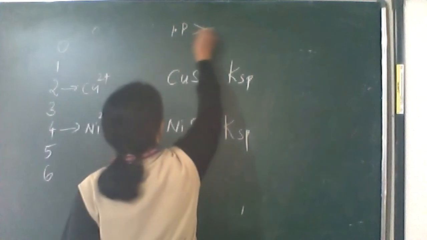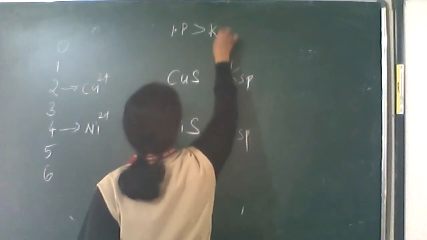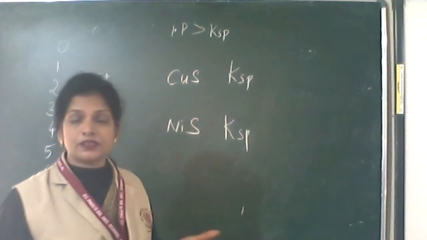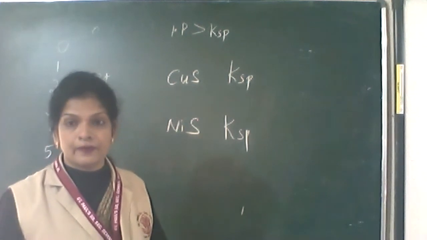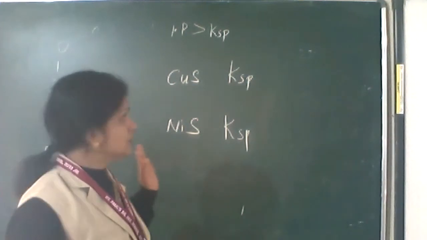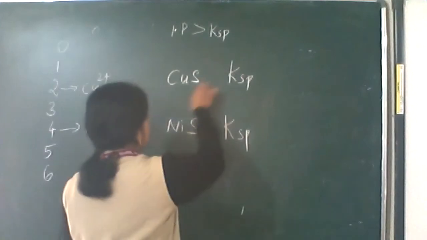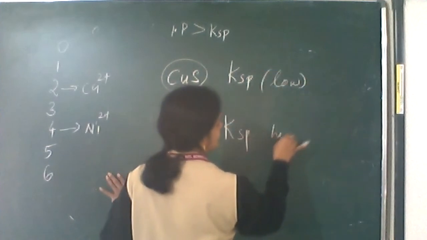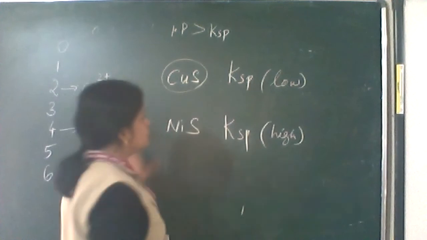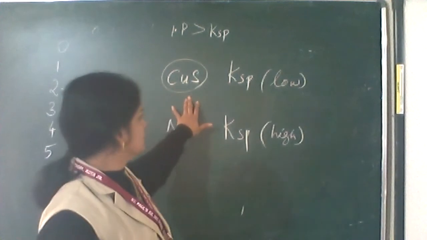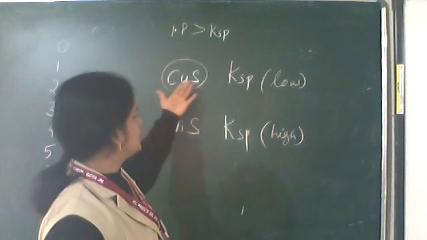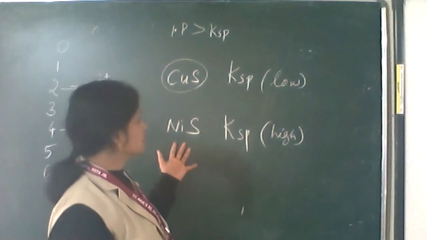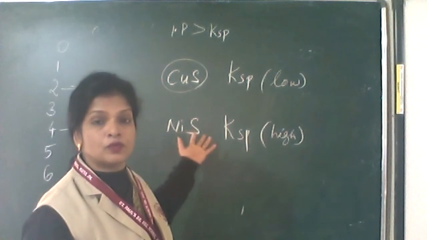When the ionic product exceeds the solubility product, the ionic product is in your hand, whatever concentrations you are putting. But the solubility product is constant. Now, this has got a low Ksp value, and this has got a high Ksp value. So to precipitate CuS, you need a lesser amount of S2 minus. To precipitate this, you have to put a greater amount of Ni2 plus and S2 minus.